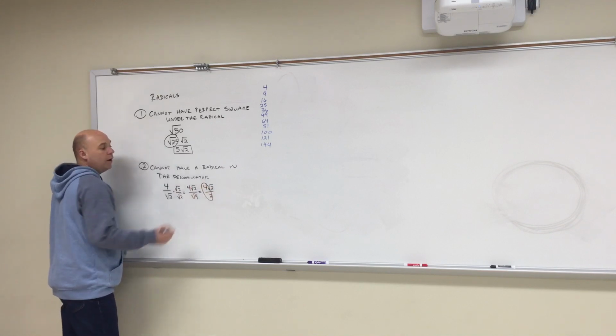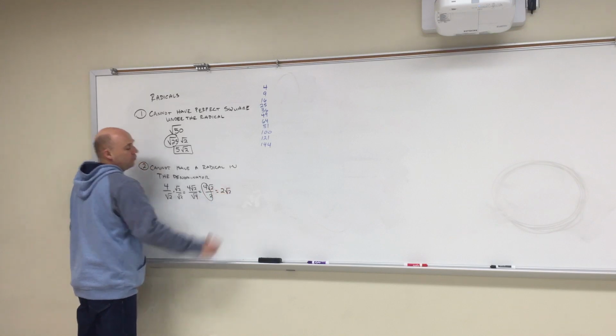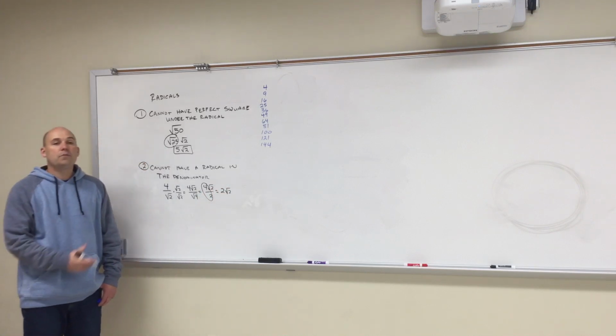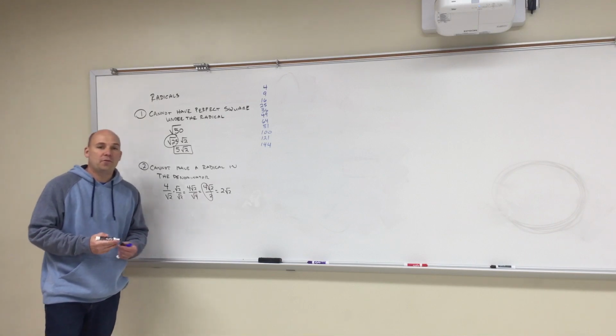And then the 4 and the 2, hey, they reduce. So we can divide them both by 2, so that becomes 2 radical 2. If you want to put it over 1, you can, but you don't have to. These are the 2 rules to radicals. I'm going to do some examples that will help you out with some different problems on homework.